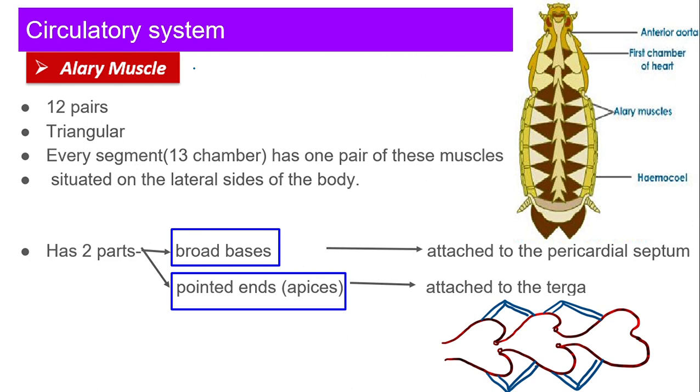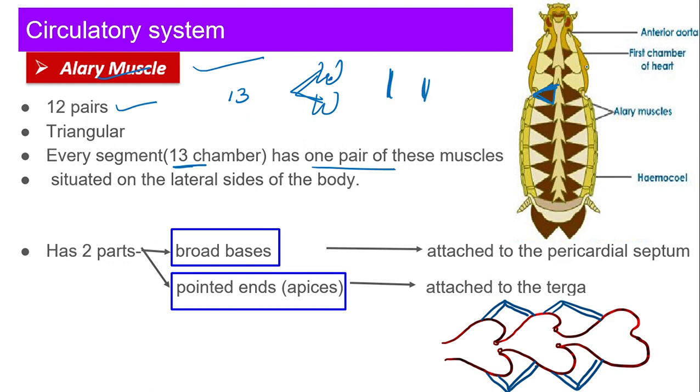Now, let's see what is alary muscle. Alary muscle, how many do we have? We have only 12. Do not write 13. See, one chamber, another chamber, it is connected by the alary muscle. The opening and closing of the valve, the ostia, is controlled by the alary muscle. If you see, it is triangular in structure. Every segment of the 13 chambers has one pair of these muscles situated on the lateral side. So towards the lateral side it is present.